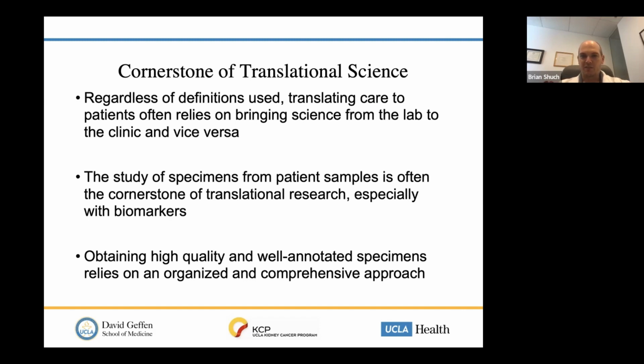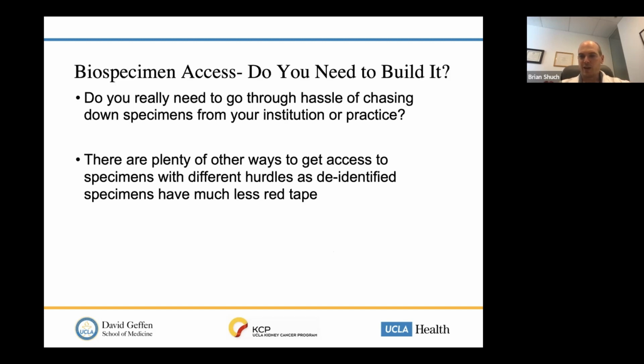So I think specimens are the cornerstone of this type of research, especially with biomarker work, and obtaining high quality, well annotated specimens through an organized, comprehensive approach is really critical. When you guys are starting out, I didn't know who was going to be on the call. A lot of you have started to establish yourselves, but you always have to ask, do you really need to go through the hassle of chasing down specimens through your institution or practice?